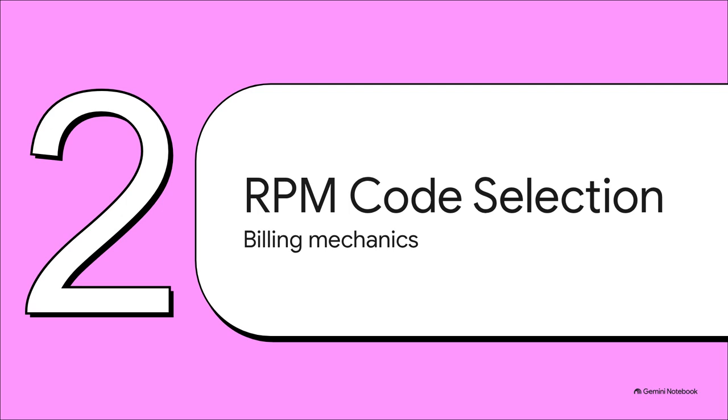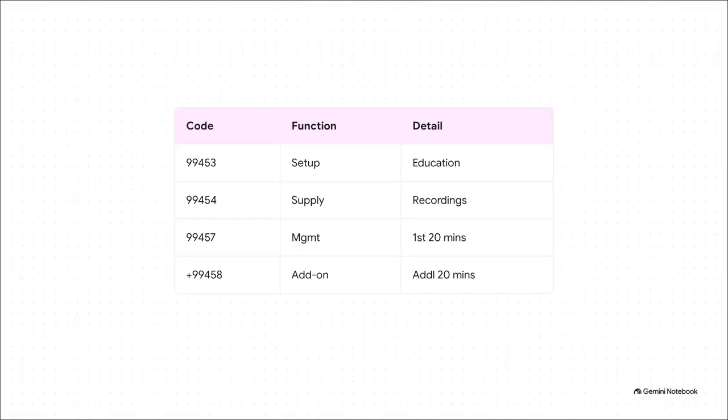Moving right along to Section 2, RPM code selection. Okay, this table right here is basically your mental cheat sheet for RPM billing. It shows how the billing sequentially builds across an episode of care. It kicks off with code 99453 for the initial setup and patient education. You just report this one once per episode of care. Next up is 99454, which covers the actual supply of the device that handles those daily recordings. And you bill this every 30 days.